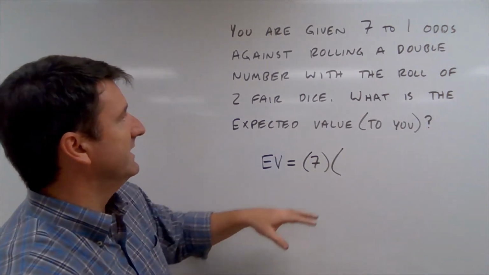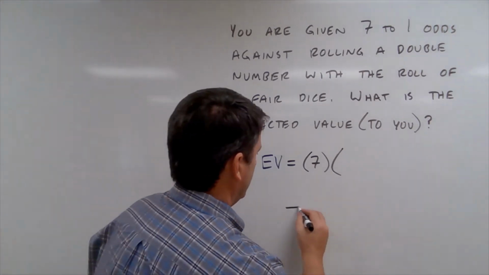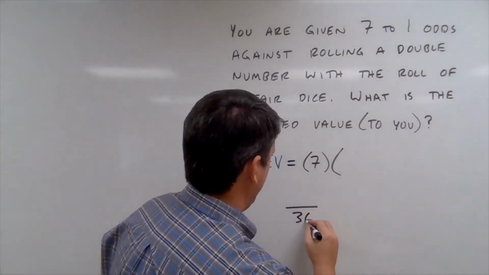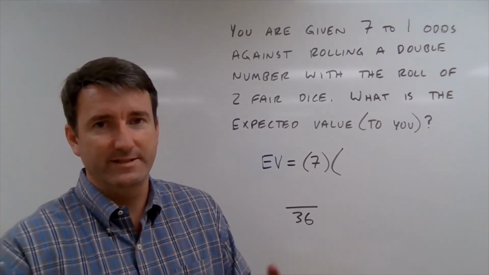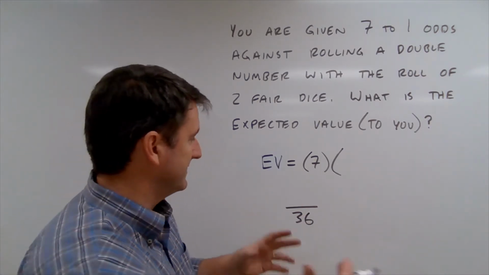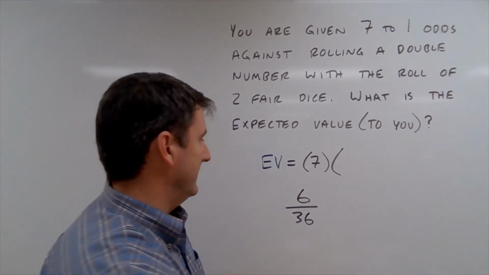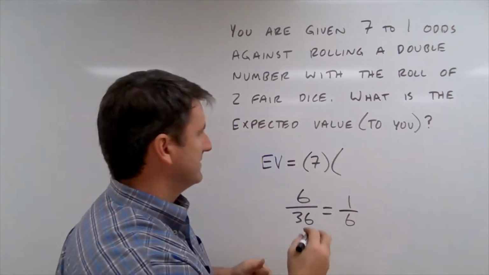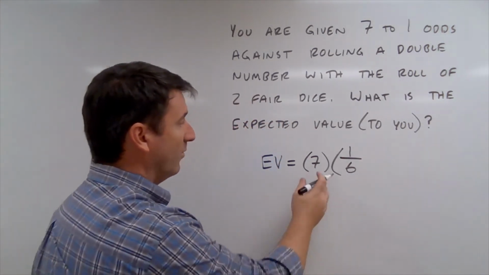So what's the probability that we're going to roll a double number when we roll 2 dice? Well, remember with 2 dice, there are 36 possible outcomes. And of those 36 possible outcomes, 6 of them are going to give us a double number. We could have a 1 and a 1, or two 1s, 2 2s, 2 3s, 2 4s, etc. So there's 6 possible outcomes that give us a win. And so 6 out of 36 can be reduced to 1 out of 6.